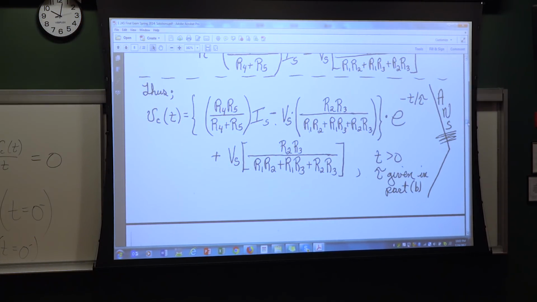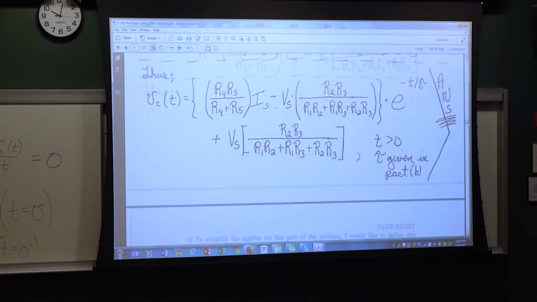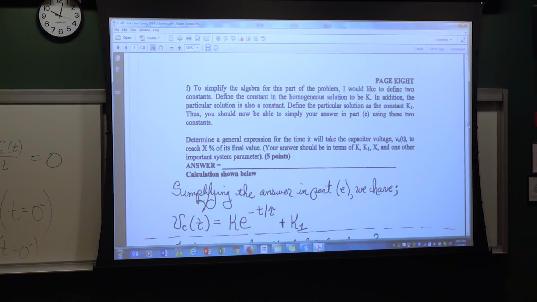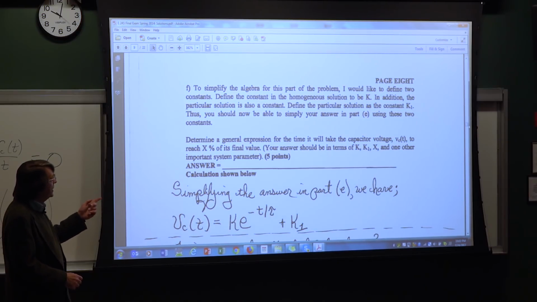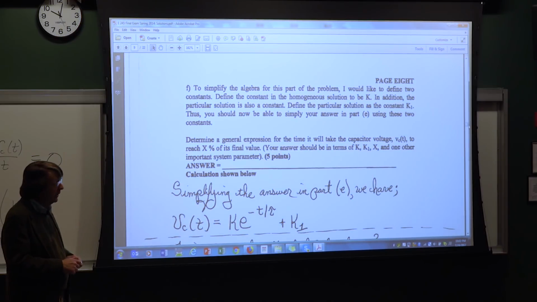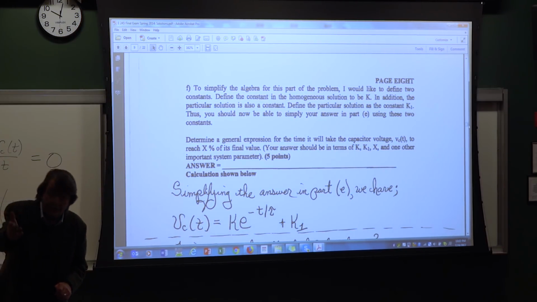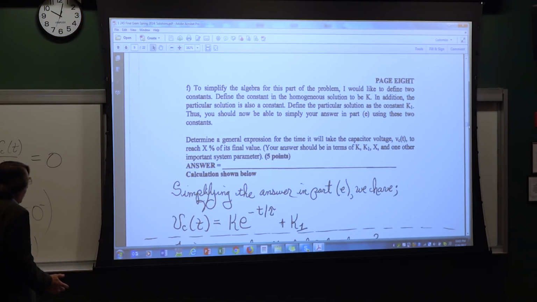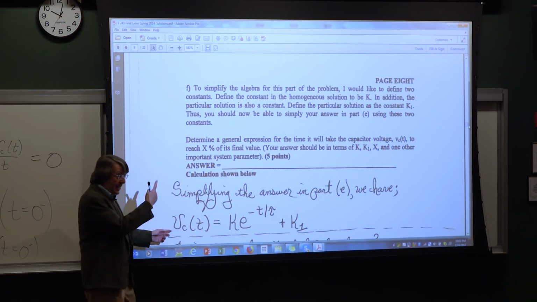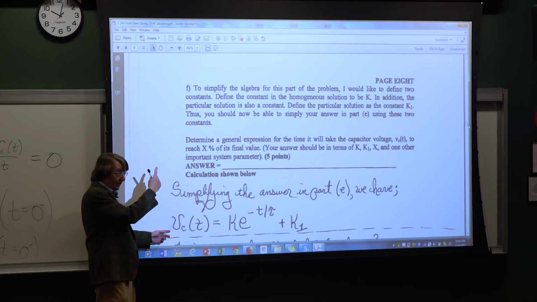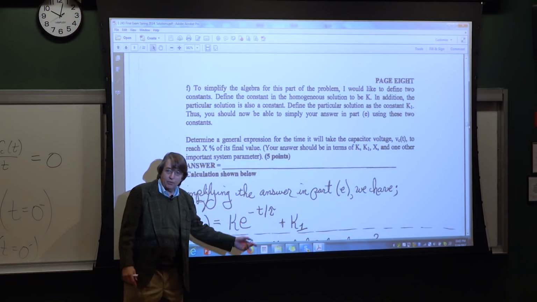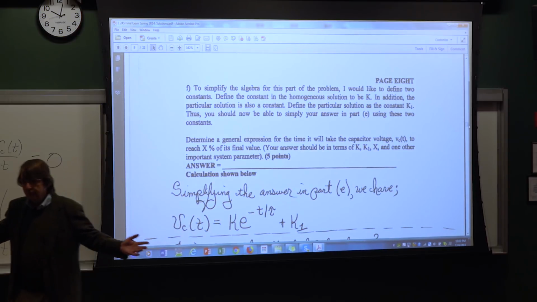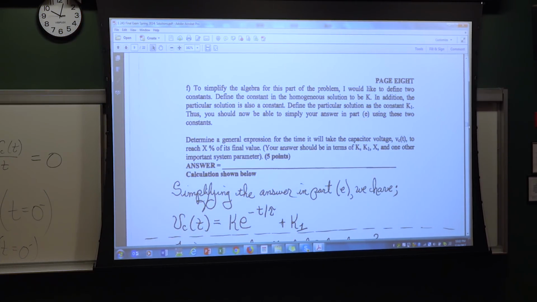So I start the next part of the problem by saying, define the constant in the homogeneous solution to be K. Just have to write it as K. And define the particular solution as K1. So now that crazy answer we just wrote is now K e to the minus t over tau plus K1. So we keep it nice and simple.